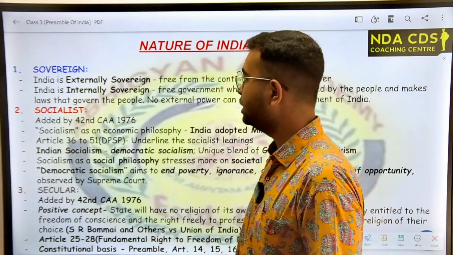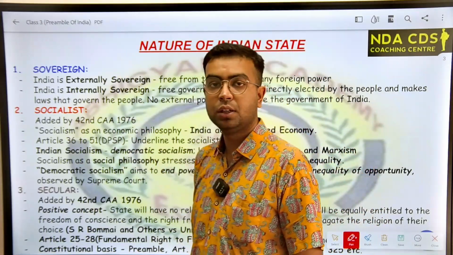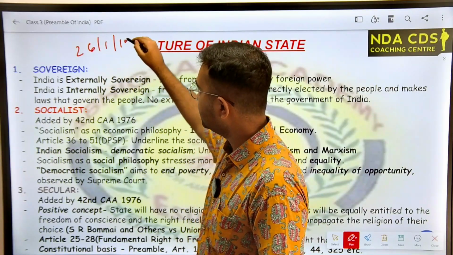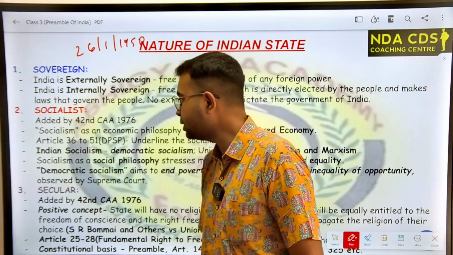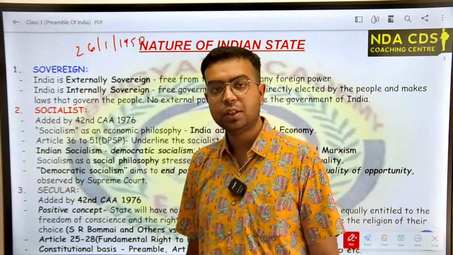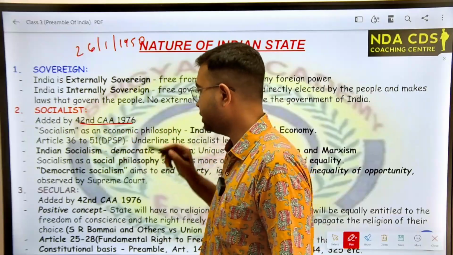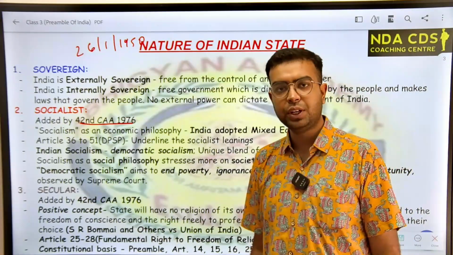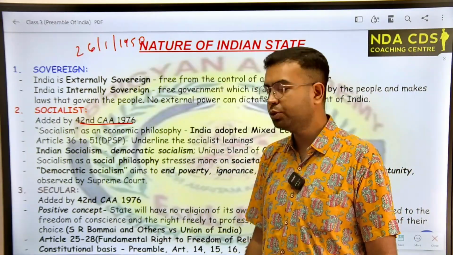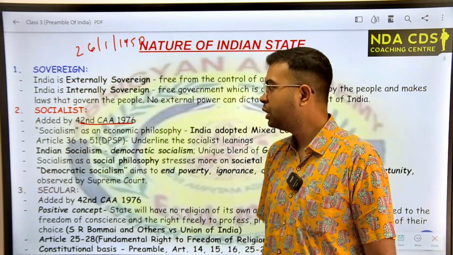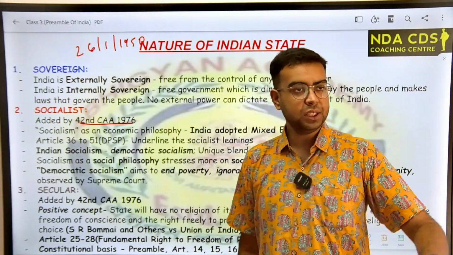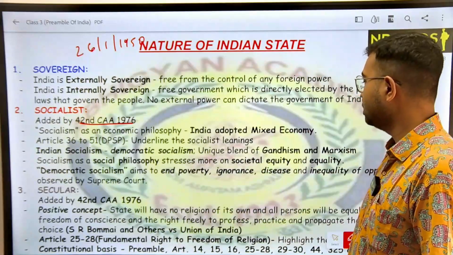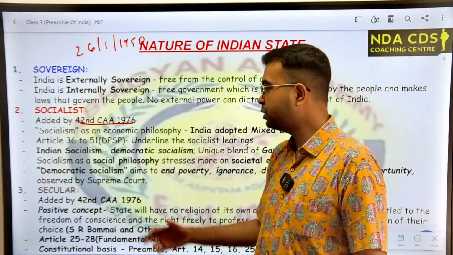Now, the term socialist was not there in the initial preamble which was enacted on 26 January 1950. This term, socialist, was added by the 42nd Constitutional Amendment Act of 1976. Now, what is socialism? Socialism has various types, for example, communism, Fabian socialism, Gandhian socialism, and so on. Communist socialism is an extreme type of socialism which India does not follow. India follows Gandhian and Fabian socialism.